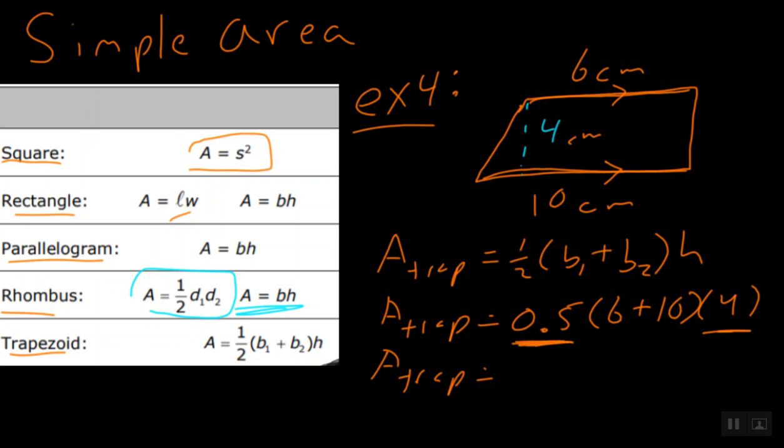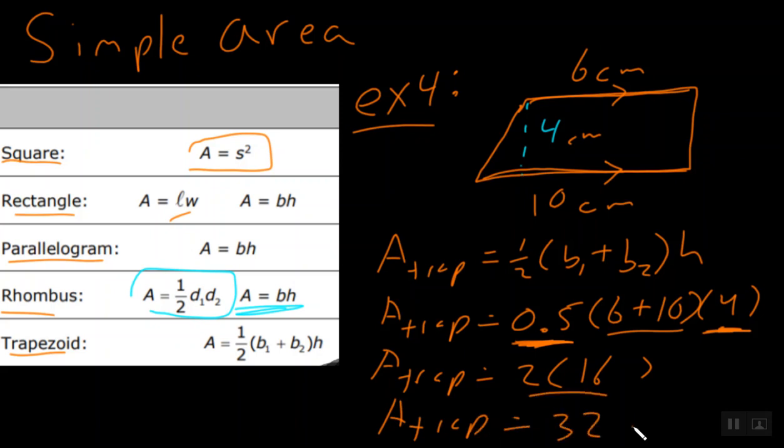So let's do 0.5 times 4. So what's 1/2 times 4? Well, that's 2 times, and here we have 6 plus 10, which is 16. And so then I can say, well, you know what, the area of my trapezoid, 2 times 16, is 32 centimeters squared.